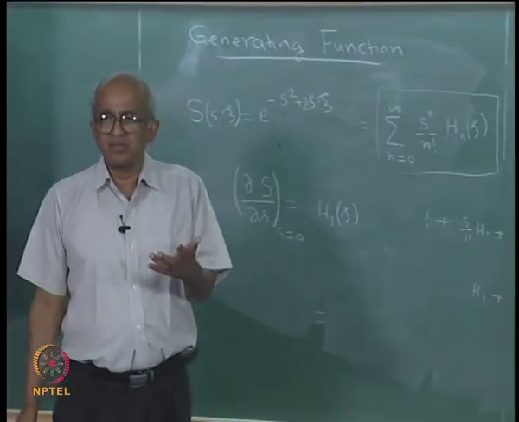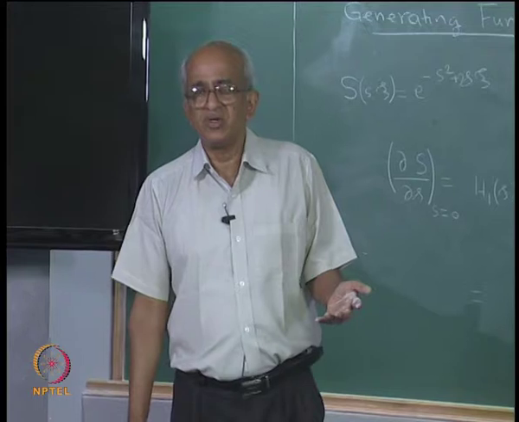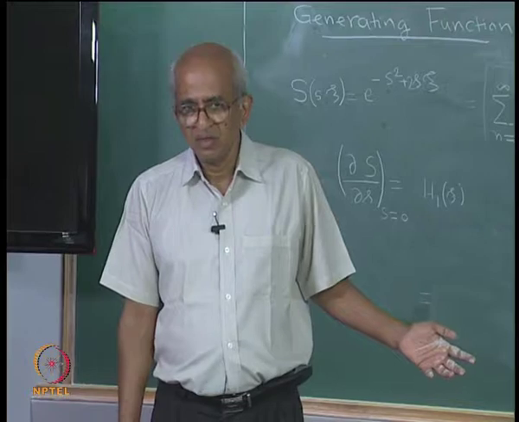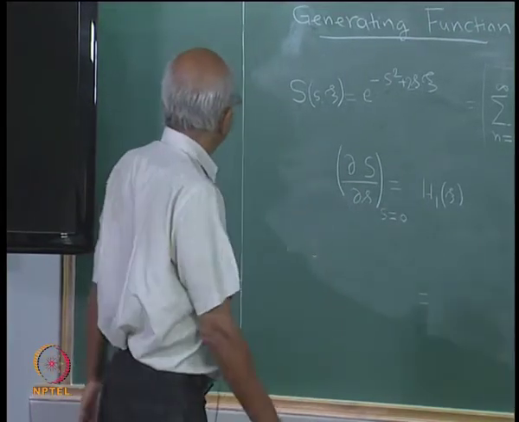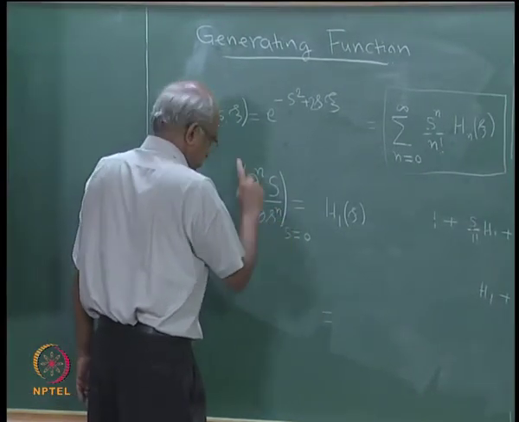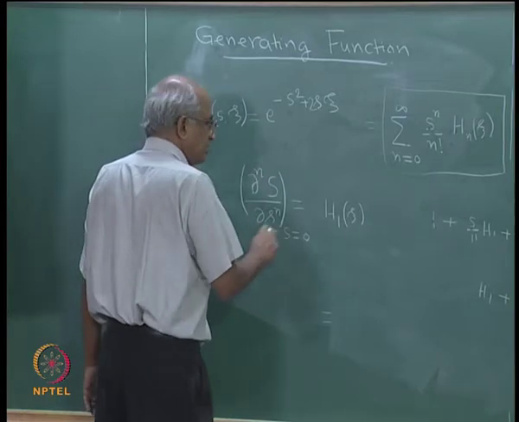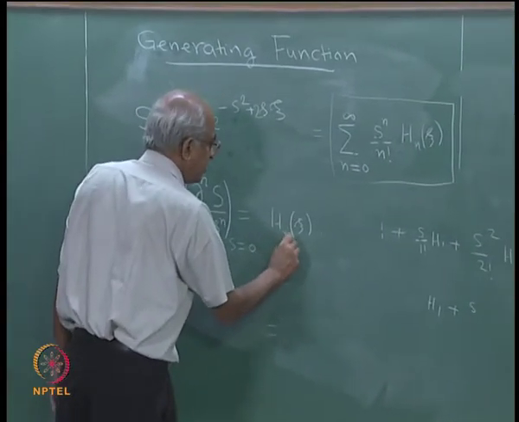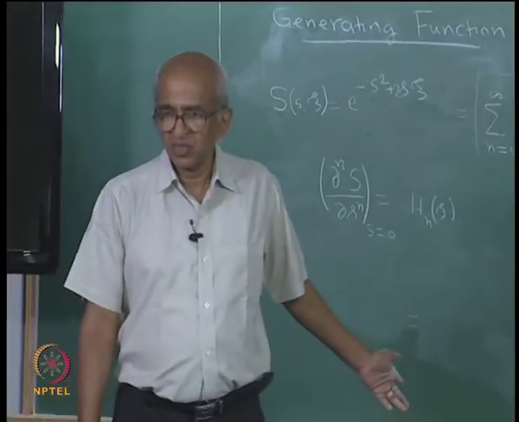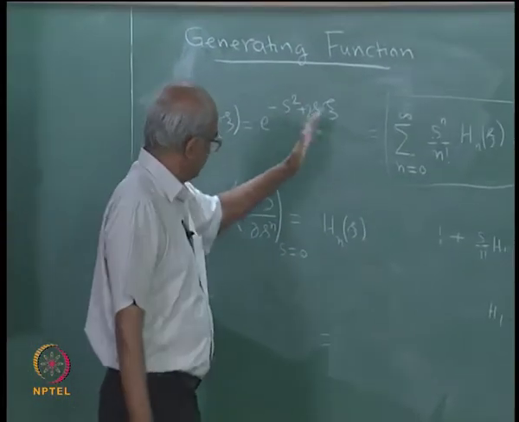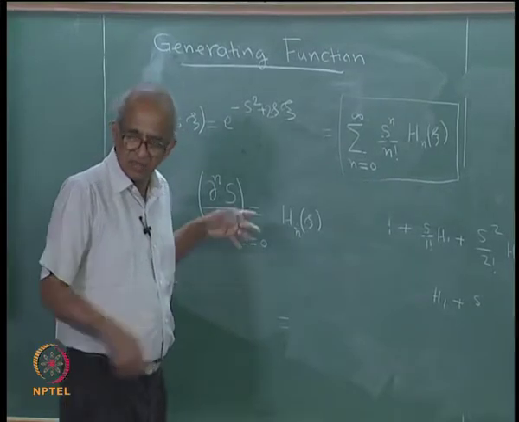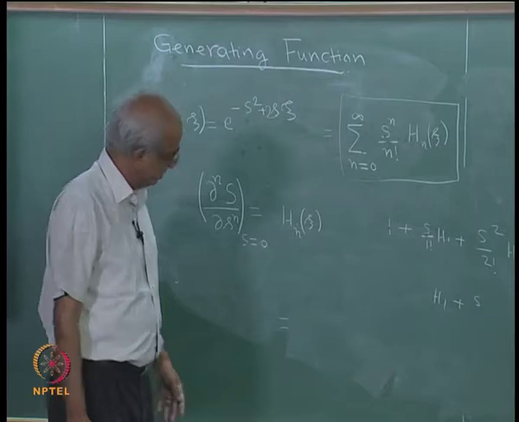If you differentiate it 2 times with respect to s and put s equal to 0, what will you get? You are going to get h2. Differentiate n times and put s equal to 0, what will happen? You will get hn, right. So, that is a nice thing. You just have to take this function, differentiate it n times with respect to s, correct, put s equal to 0, you are going to get hn.